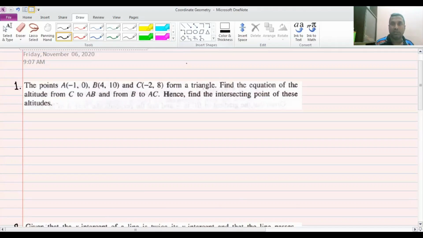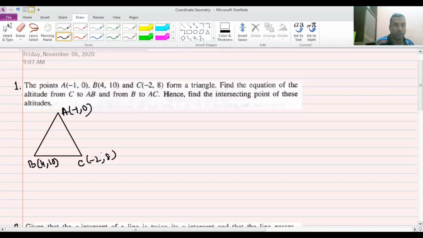Now let me draw this triangle first of all. This is the triangle. All the points are given here: A is (-1, 0), B is (4, 10), and C is (-2, 8).